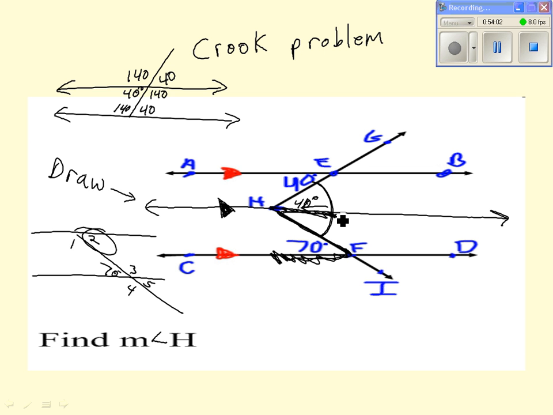That's true. Give me something else. Alternate interior angles, right? They form a Z or an N. You know that alternate interior angles have to be congruent, so it has to be 70. Now my picture doesn't look anything like it, but what's all of this angle then? 110.